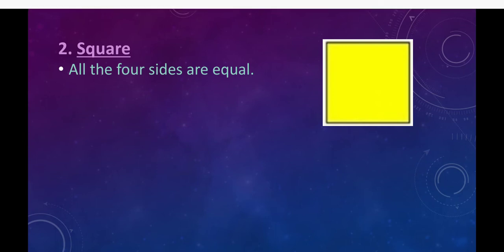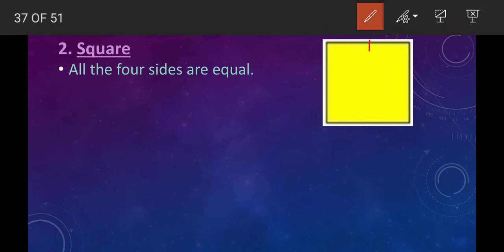Next, second, move to square. Our second shape is square. So this is the shape of a square. So what are the properties? All the 4 sides are equal. In a square all the 4 sides are equal.